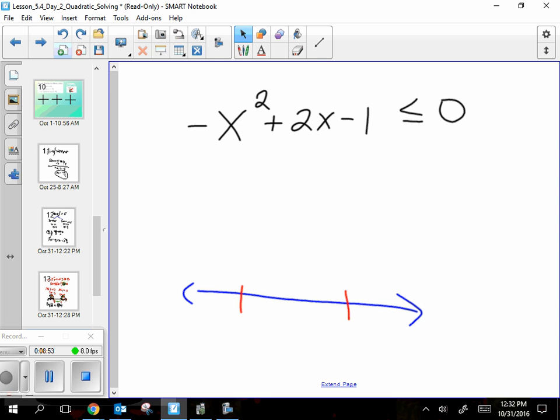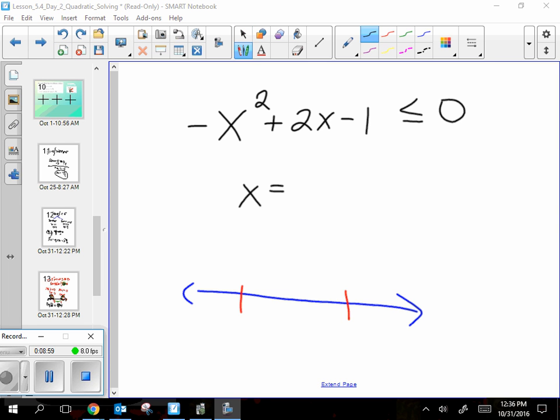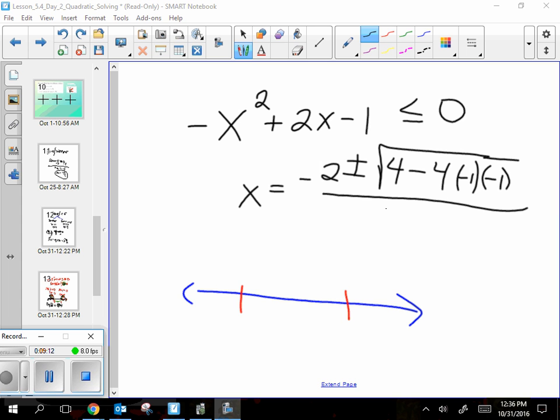I'm going to pause for a second while you try to figure those out. Okay, let's see. Did you say x equals negative 2 plus or minus square root of b squared, which is 4, minus 4a, which is negative 1, c, all over 2 times negative 1? Okay, so there it is. It's just kind of gross, but then when you're done with it, the smaller one goes here and the bigger one goes there. So let's finish it up a little bit.